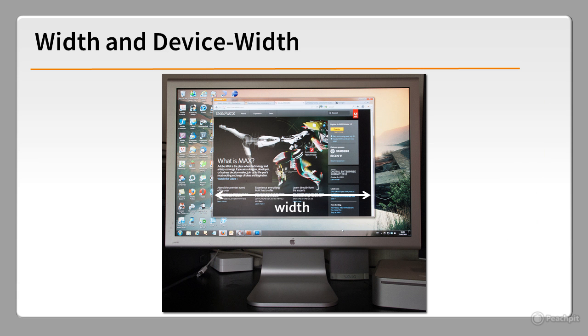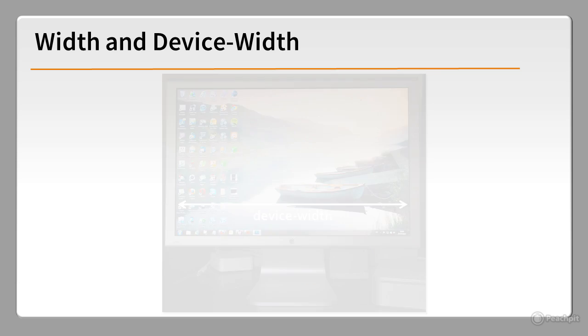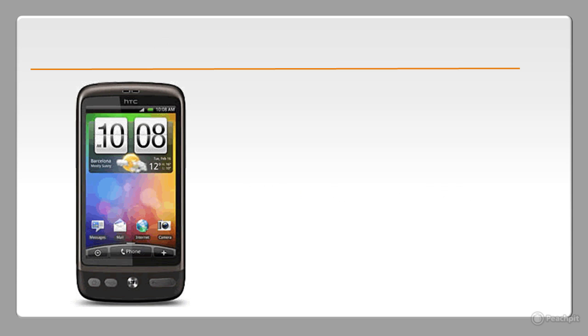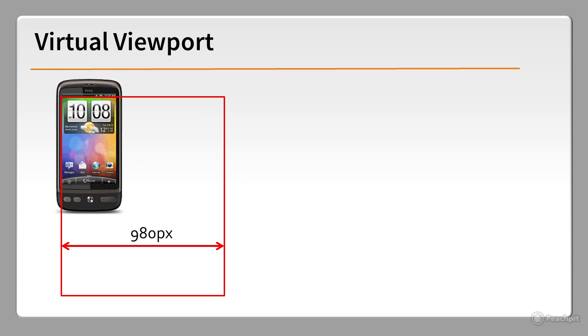When creating media queries for desktop browsers, the distinction between width and device width is clear. Width refers to the size of the browser viewport, and device width is the width of the monitor. With mobile devices, the browser fills the entire screen, so it's reasonable to assume that width and device width mean the same. Unfortunately, no. Mobile devices have what's known as a virtual viewport. In the case of many Android phones and the iPhone, it's 980 pixels wide.